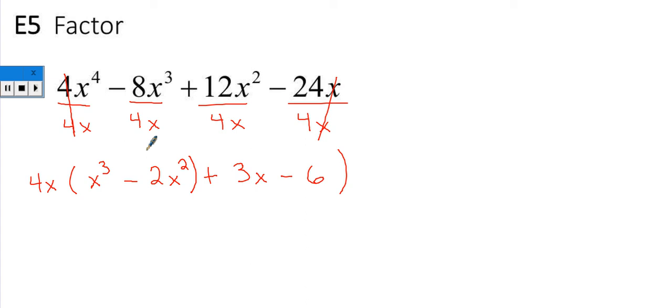So we separate the first two and the last two. Keeping that 4x out in front, we look for a common factor between these. There's no number in common, but we do have a variable in common. The highest power that we have in common on that variable is x squared. That x squared is going to go in front. What's going to be left over is going to be just x minus 2.